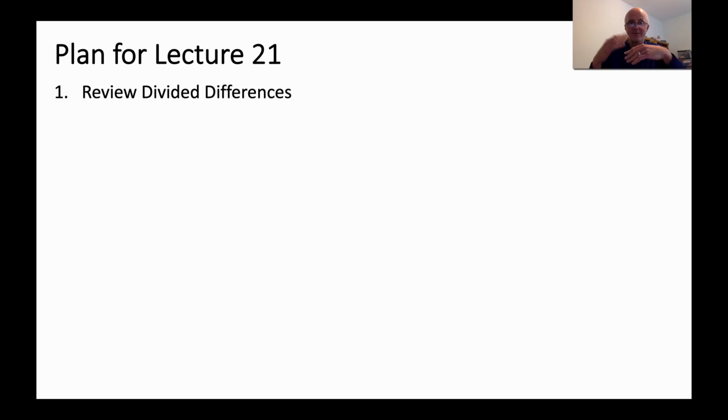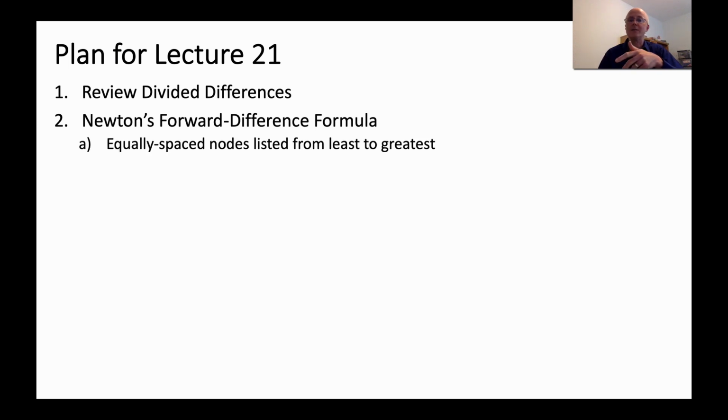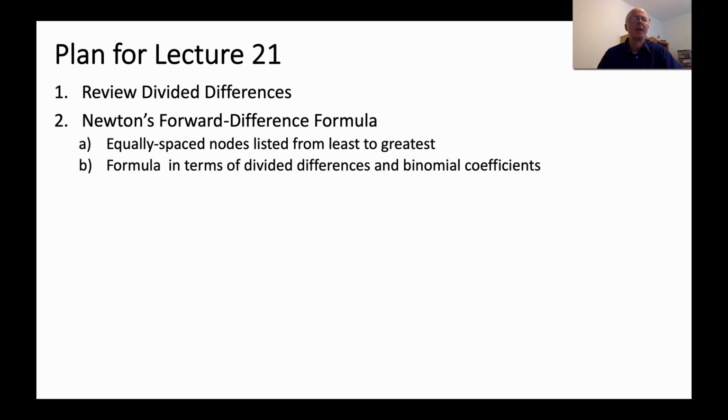These are divisions of differences, that's why they're called divided differences, for certain nodes where we have information about a function, we have data about a function. In general it doesn't matter how you order those nodes. They don't have to be from least to greatest. However, when we do Newton's forward difference formula, we do need to go from least to greatest, and we also need to assume that these are equally spaced nodes, spaced apart by delta x, say, although we're going to call delta x h. We'll look at the formula in terms of divided differences and binomial coefficients.